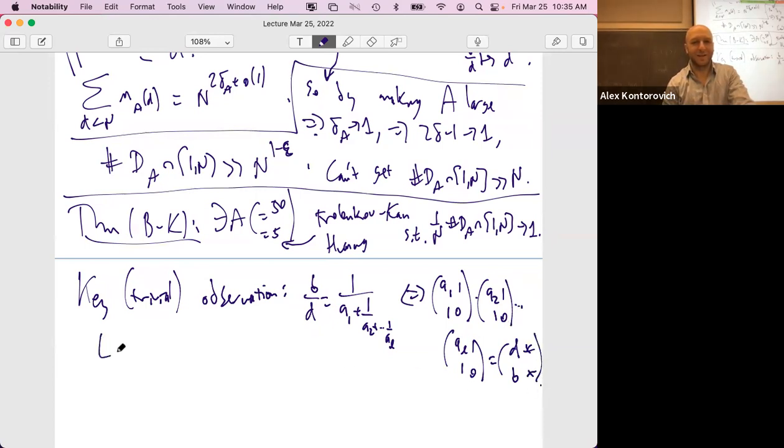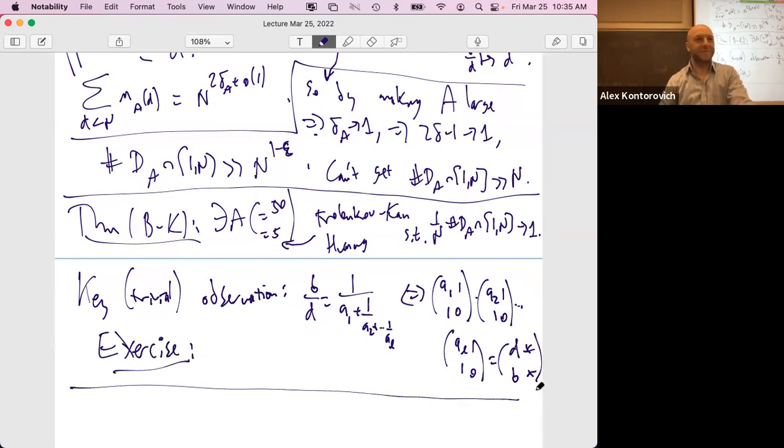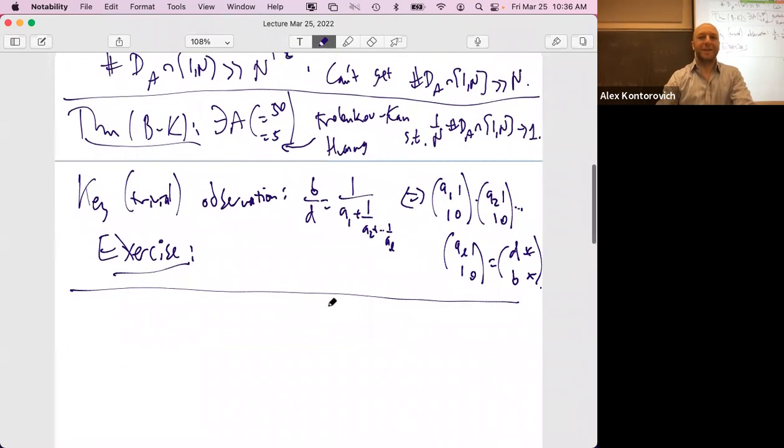And so let's make this a little exercise. It's the first thing you see when you see continued fractions, right? You see that in number theory, this relationship between the matrix multiplication and which fractions. Yeah. So what does this trivial observation give us?